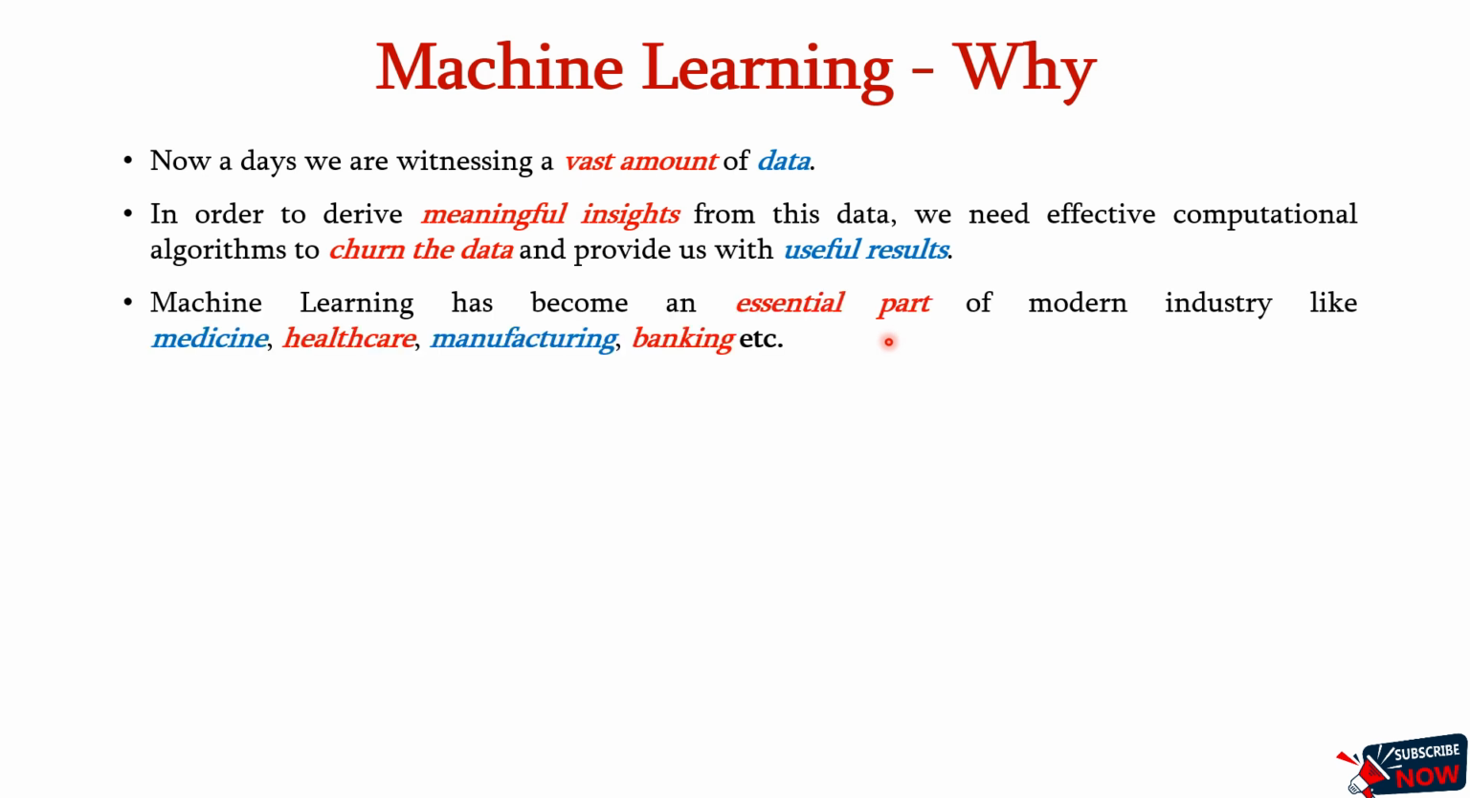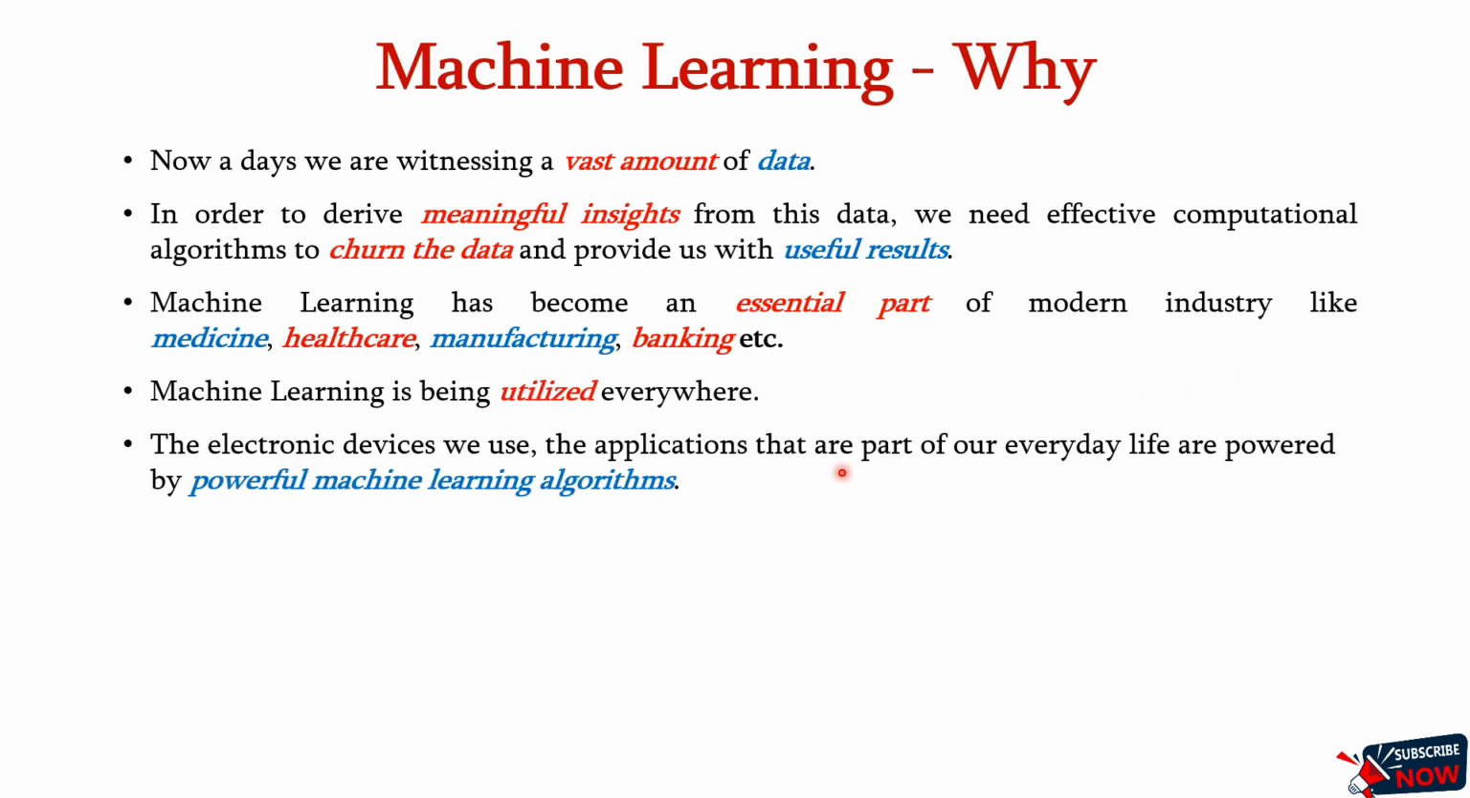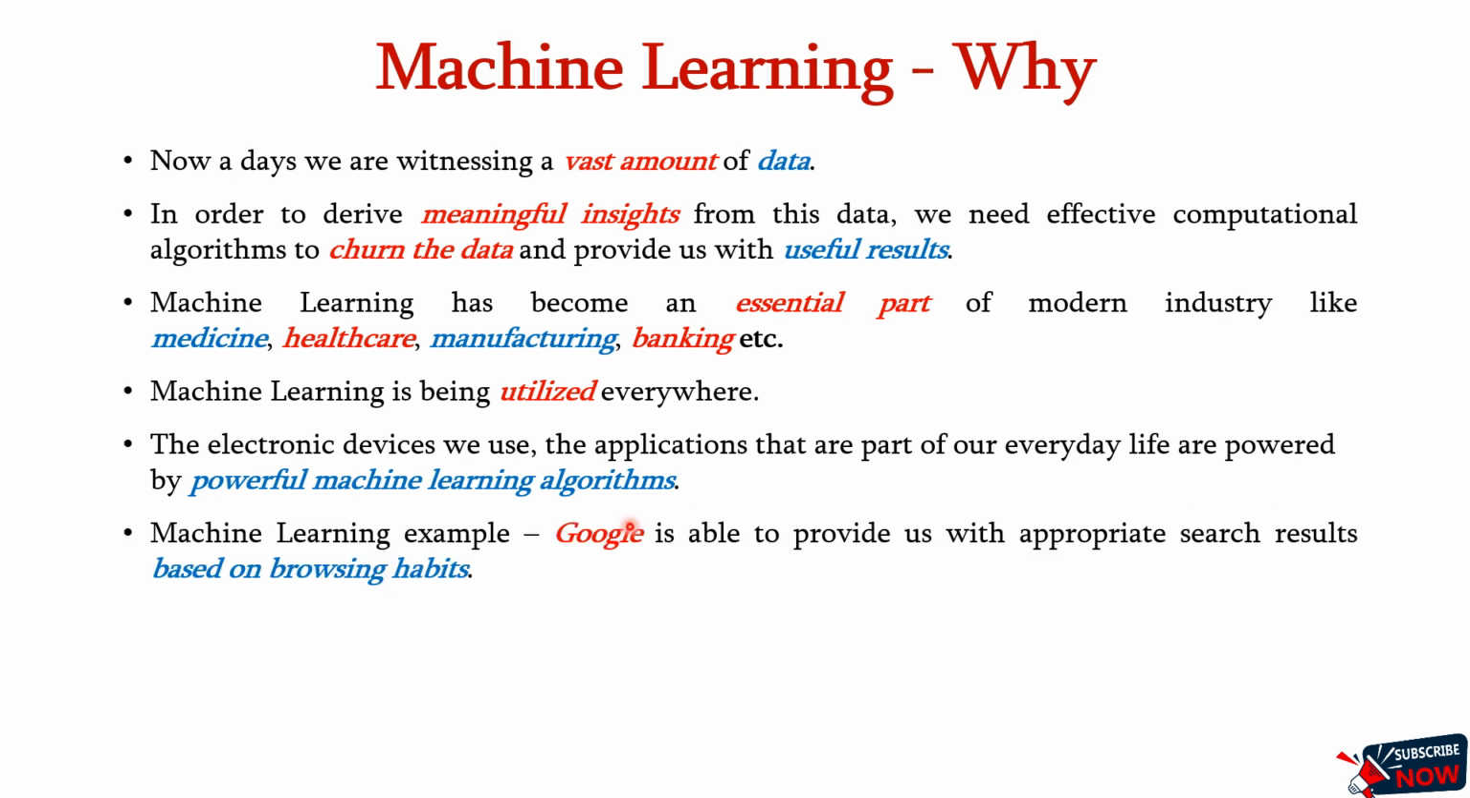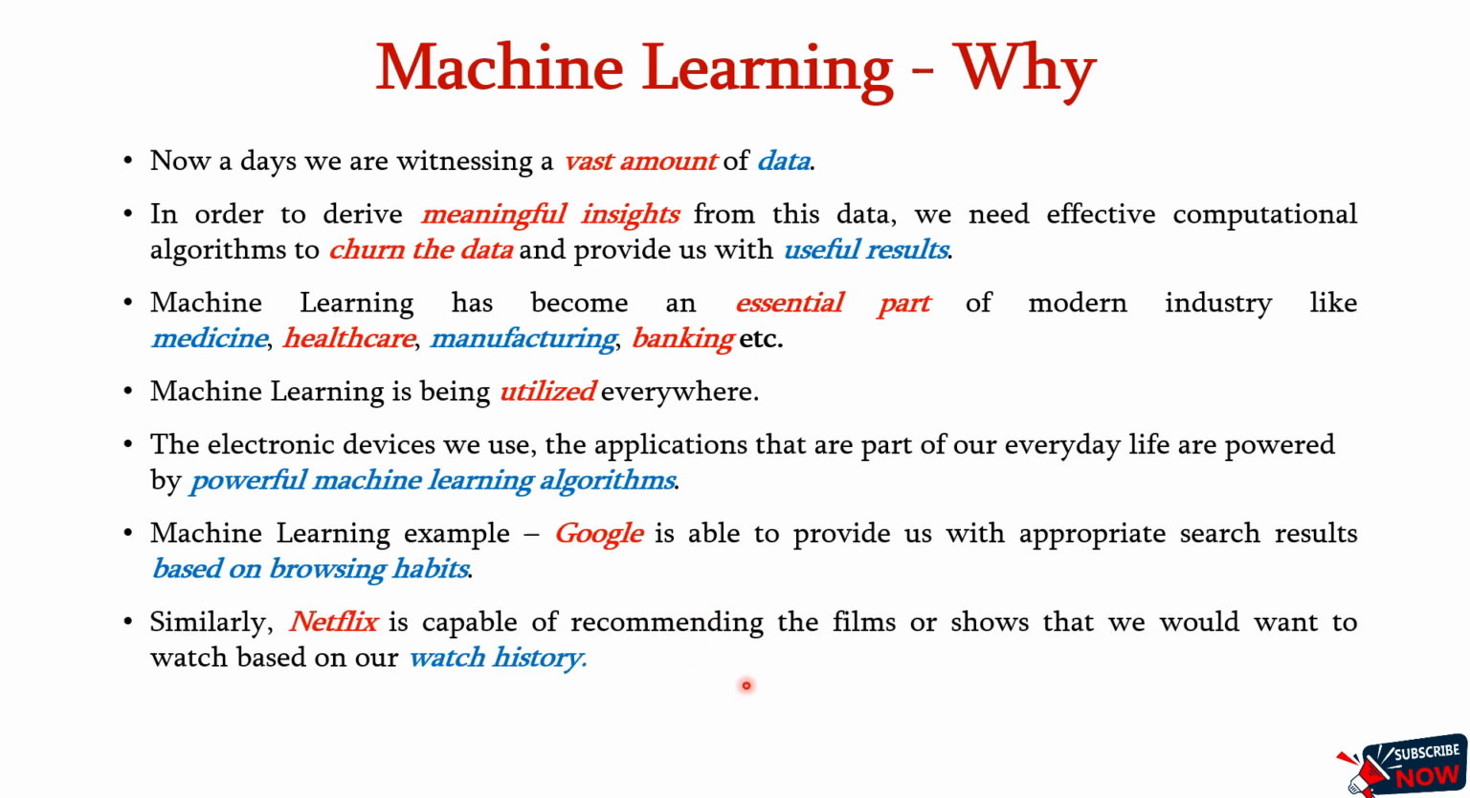Machine learning has become an essential part of modern industries like medicine, healthcare, manufacturing, banking, etc. It is utilized everywhere. The electronic devices we use and the applications that are part of our everyday life are all powered with machine learning algorithms. For example, Google is able to provide us with appropriate search results based on our browsing history. Netflix is capable of recommending the films or shows that we would want to watch based on our watch history.